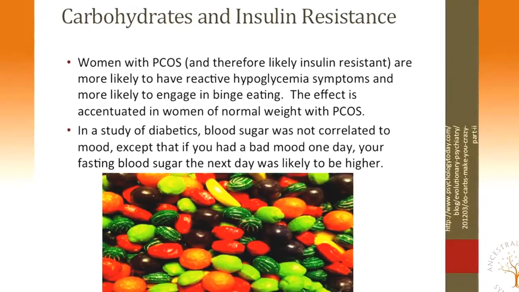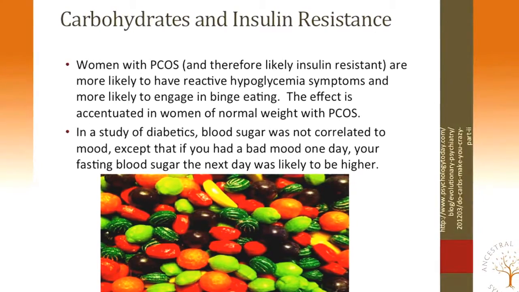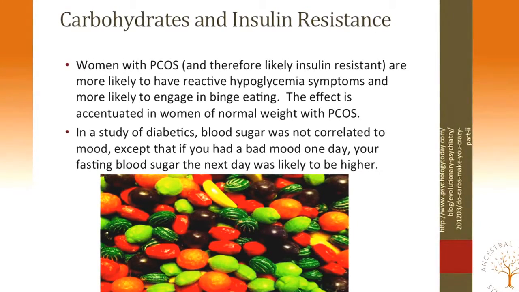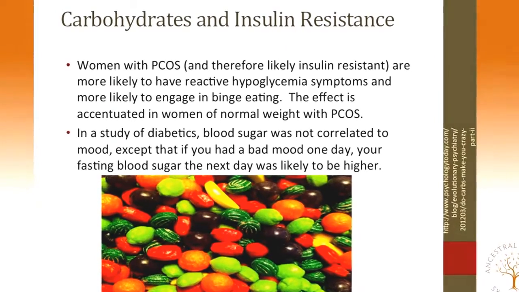And interestingly, in a study of diabetics, blood sugar was not correlated to mood at all, except the day after they were stressed, they had higher fasting blood sugar the next day, which makes sense because if you're stressed, you're shooting out cortisol, which increases your blood sugar, et cetera.